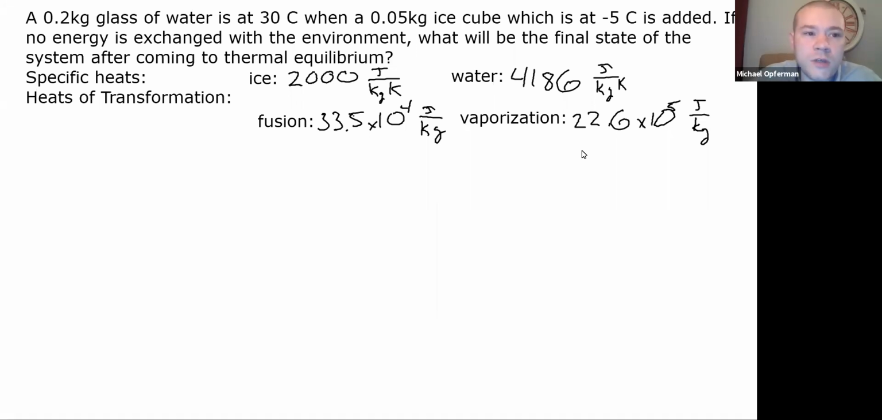And it says in the question that no energy is exchanged with the environment, which is cluing you into the fact that energy is conserved in this process, and the total sum of all the heat exchange has to be 0.